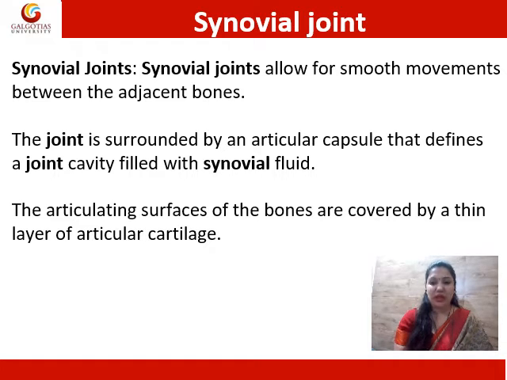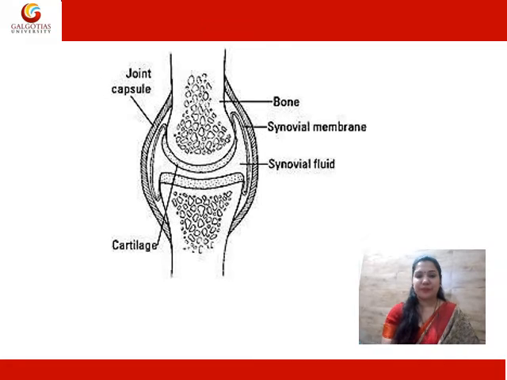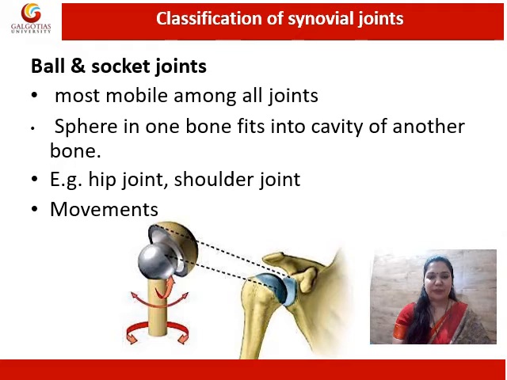Then next is the synovial joint, which is very common and classified into many types. Synovial joints allow smooth movement between the adjacent bones. The joint is surrounded by an articular capsule that defines a joint cavity filled with synovial fluid. The articulating surfaces of the bones are covered by a thin layer of articular cartilage. This is the peculiar feature of synovial joints.